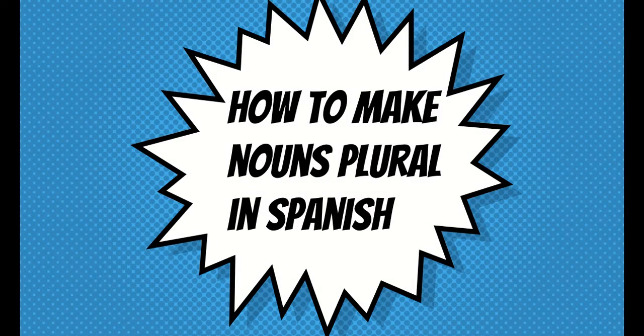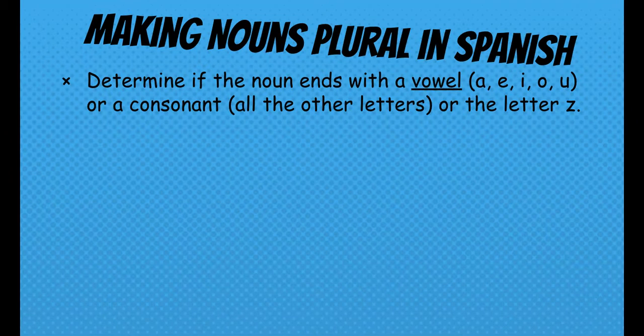Next, let's talk about how to go about making nouns plural in Spanish. So the deal here is that when you make nouns plural in Spanish, you want to determine if the noun ends with a vowel, A, E, I, O, or U, or does it end with a consonant, all the other letters, or does it end with the letter Z? All right.